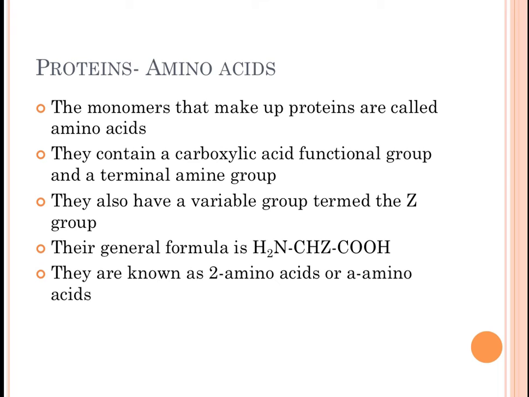Unit 4 Chemistry, Chapter 15, Part 3. Third type of organic molecule here, biomolecule, is the proteins. Now, proteins are made up of amino acids.